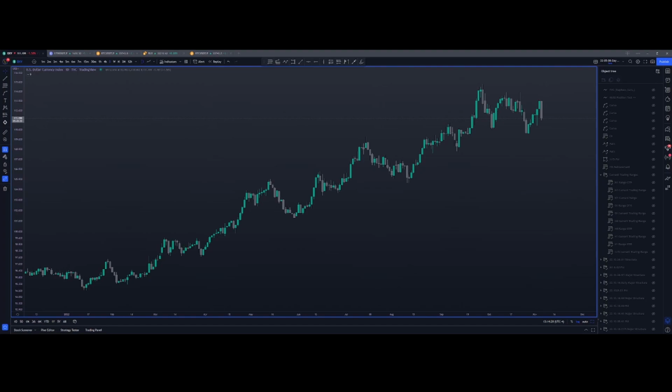So back on the daily again, and if I put on the daily order flow, the daily order flow here is quite clearly bullish. You can see the daily major structures, higher highs, higher lows, so it's bullish order flow.